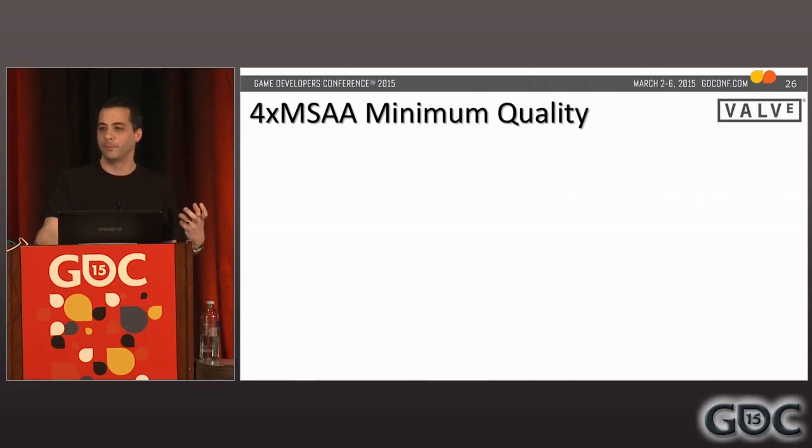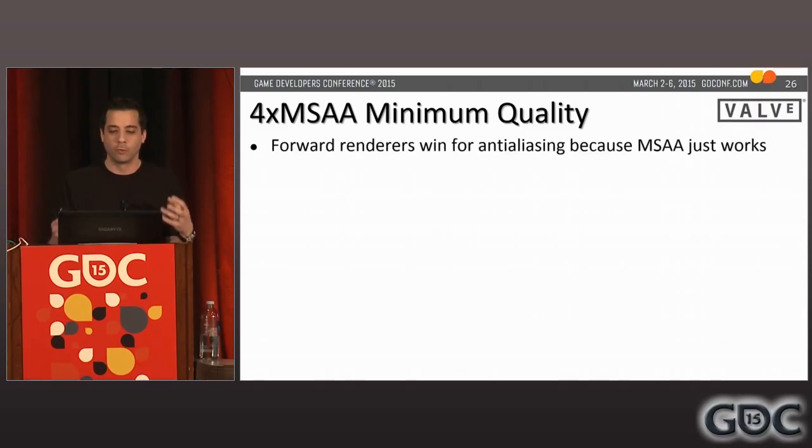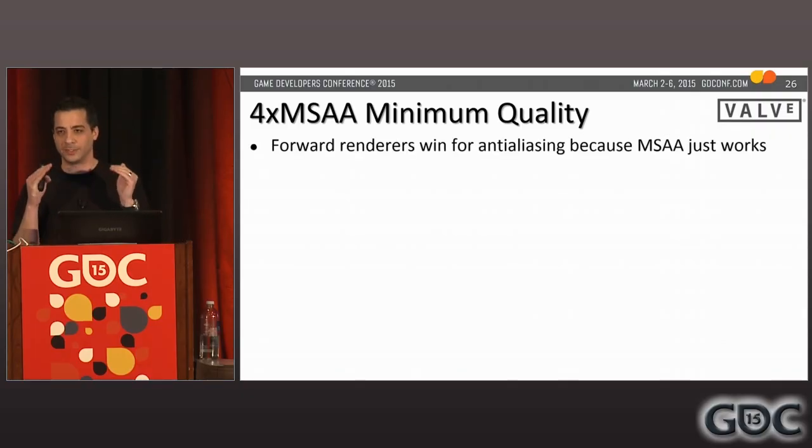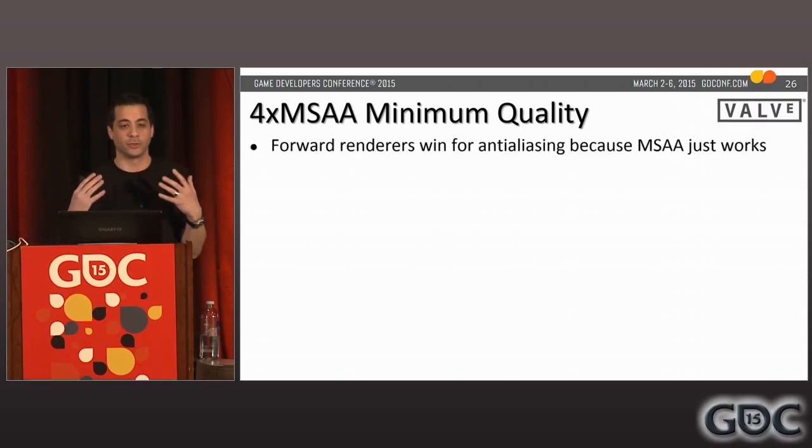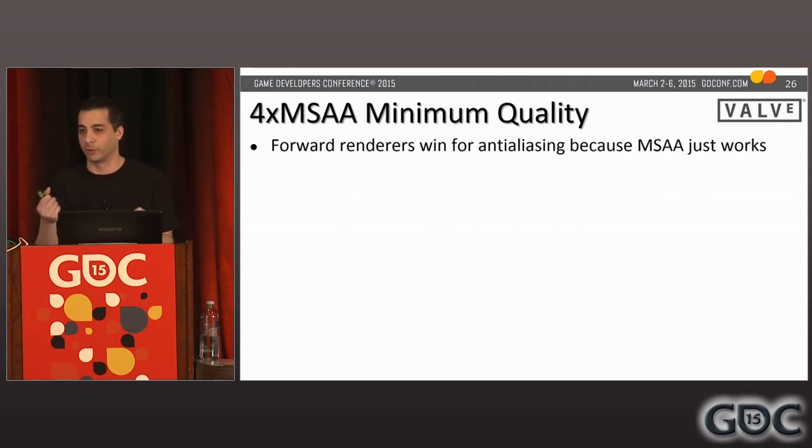We think 4x multisampling is sort of the minimum quality bar. Okay? You don't necessarily need multisampling, but any algorithm you're going to do really wants 4x multisampling minimum. Forward renderers win in this case, so you can just turn that on trivially, and it works nicely in forward renderers. The Source 2 VR renderer that I showed, the Aperture demo, that's a forward renderer. And we've made very specific choices and trade-offs about the renderer. I can talk more about that later, but maybe in the Q&A session. But MSAA is so critical.